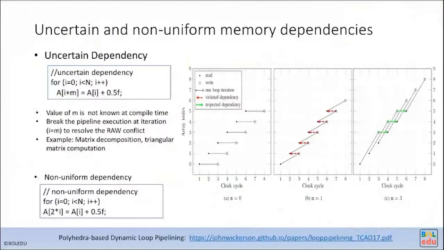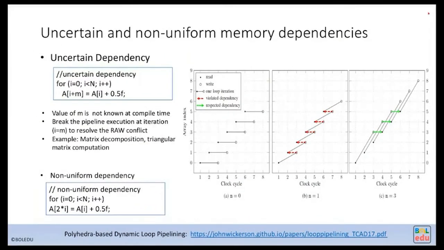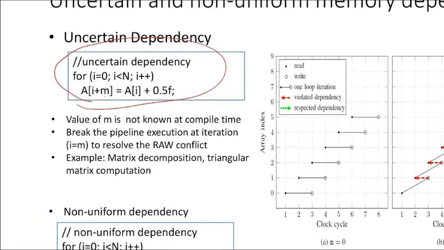The next one is uncertain and non-uniform memory access. Let's take this example. This is an uncertain dependency because m is a variable. It's unknown, not known at compile time. Very often you will see this kind of code. This kind of code happens in matrix decomposition or triangular matrix computation.